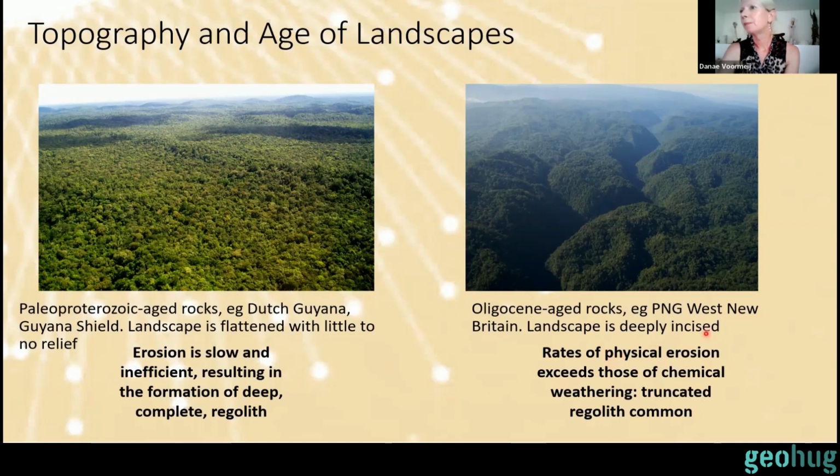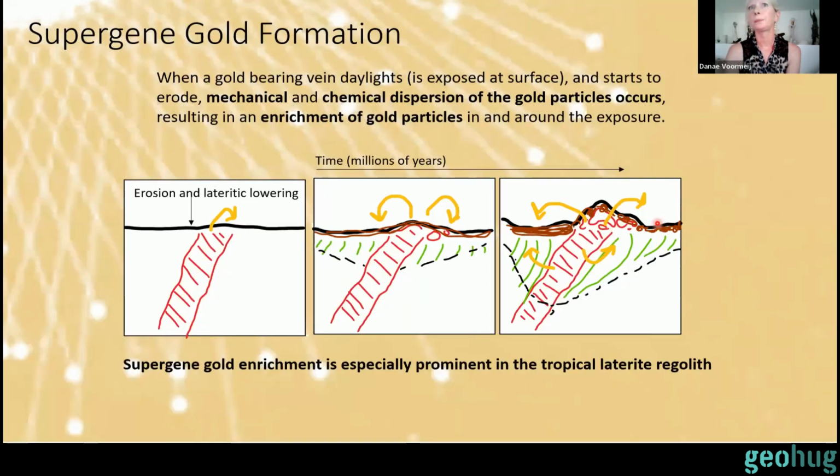Now here, if we look at Papua New Guinea, at West New Britain, these are younger rocks. They're deeply incised, and the rate of physical erosion exceeds that of chemical weathering. And so when you're working in a project area like this, you will end up faced with different regolith profiles that are truncated. And you won't have complete regolith profiles in those cases, and that's something to be aware of.